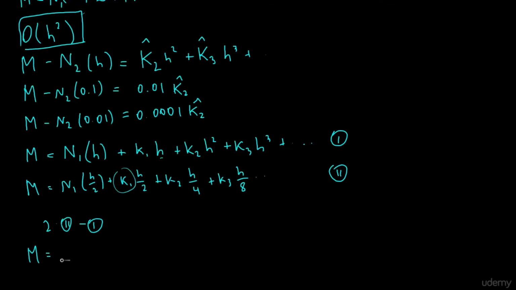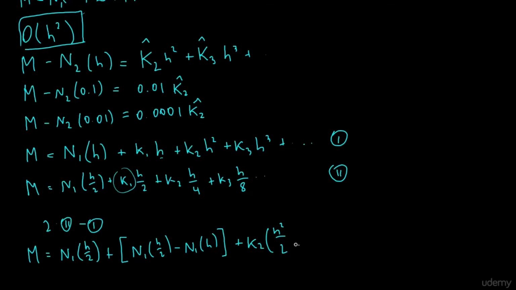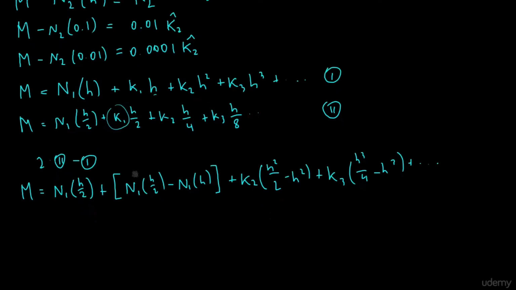You end up with m being defined as N1 of h over 2 plus, in brackets, N1 of h over 2 minus N1 of h, plus k2 times h squared over 2 minus h squared, plus k3 times h cubed over 4 minus h cubed, and so on. So essentially what we do is we define N2 as the following.